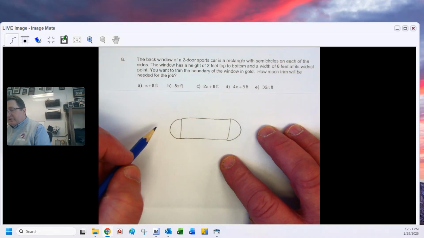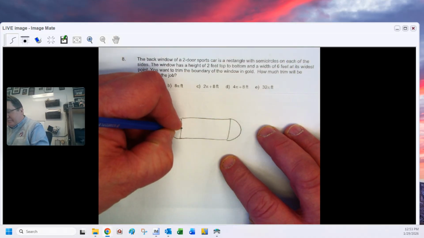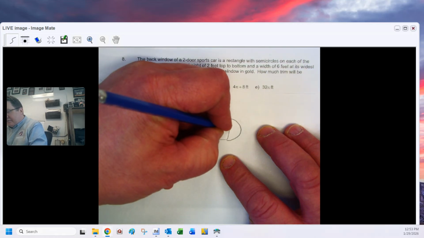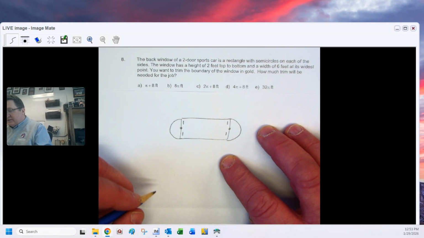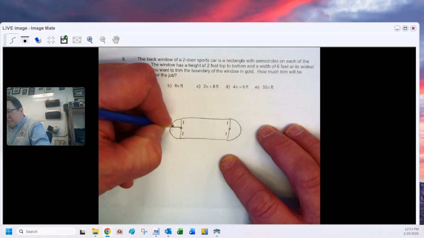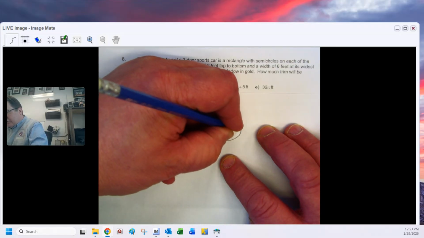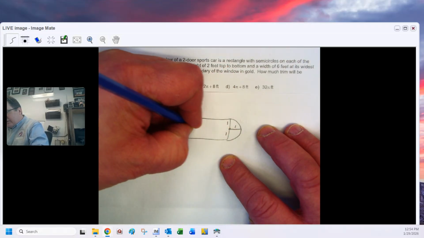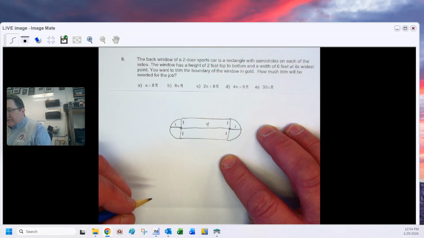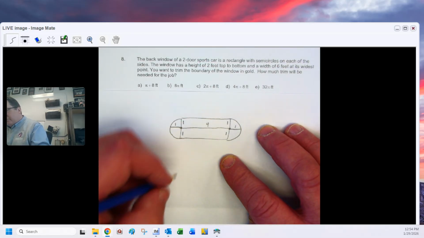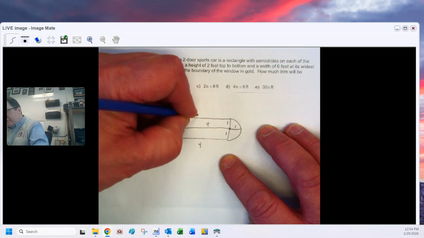So the window has a height of 2 feet. I'm going to draw that like this. Each of those is 1. And a width of 6 feet. So that's also 1. But this distance across the rectangle is 4 at its widest. And you want to trim the boundary of the window in gold. And so this part here is 4. That's part of the boundary.